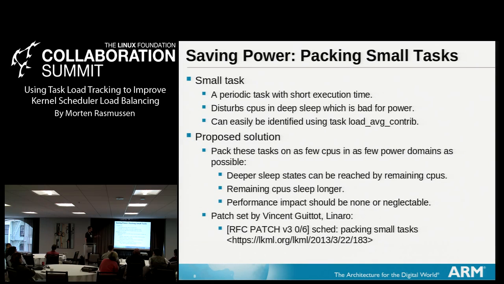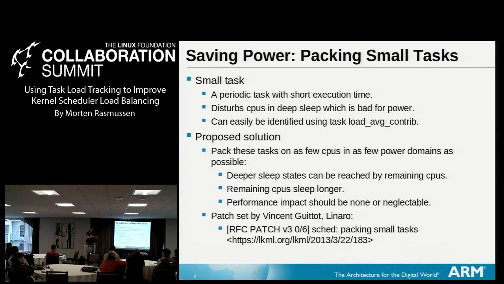So let me first talk about the first patch set, where we are using the track load to identify tasks which we believe can be packed. We're considering what we call small tasks here. A small task is a task that wakes up periodically. It doesn't execute for very long. It doesn't have to be strictly periodic, but something that just shows up once in a while, executes for a fairly short amount of time, and goes away again. This sort of task will have a track load which is very low.